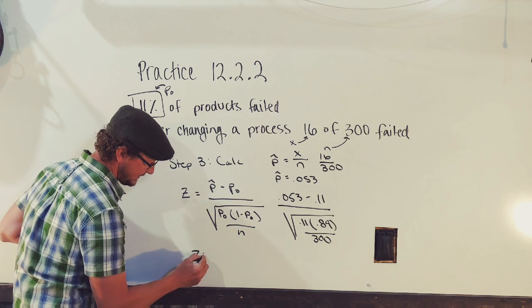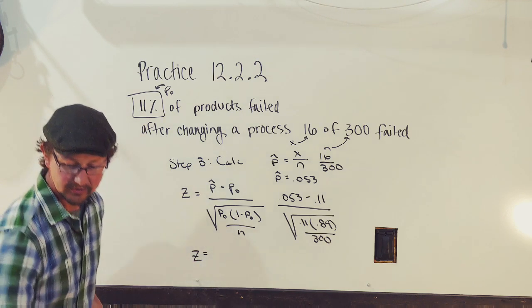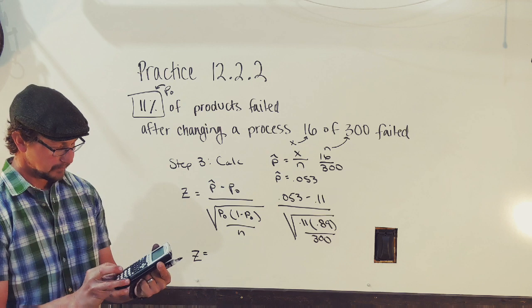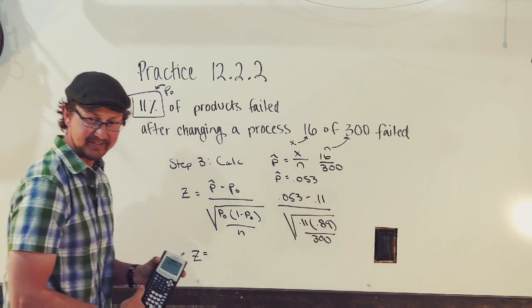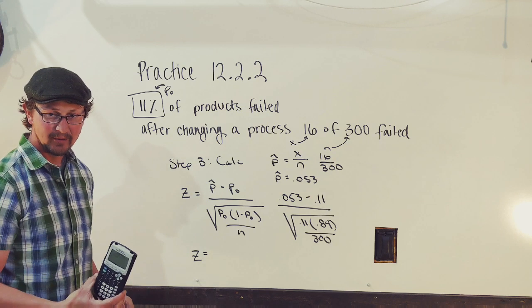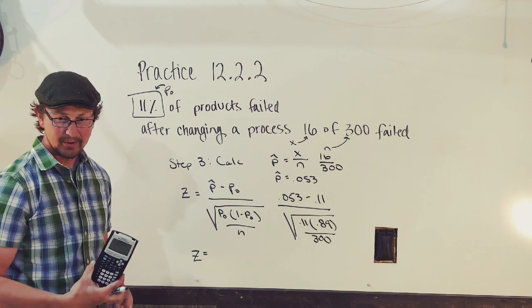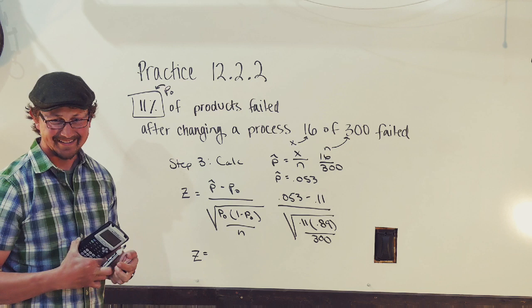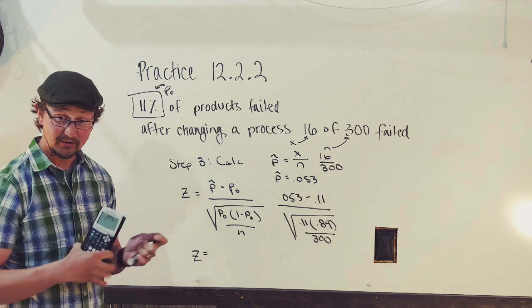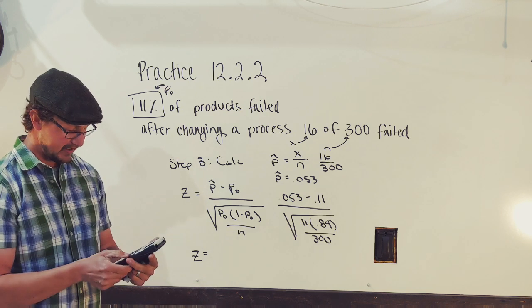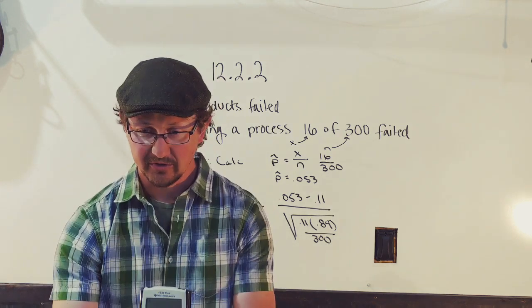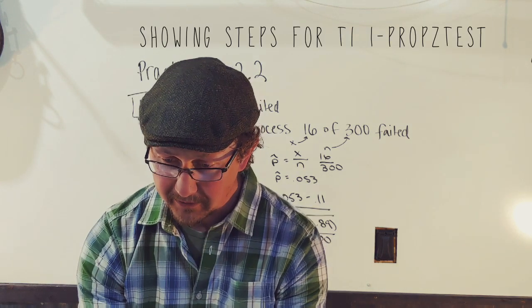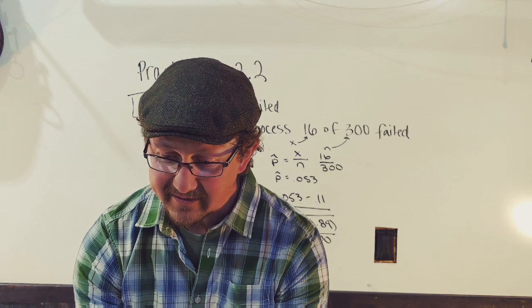So what is z? Well, in order to do this problem, you could drop all of this into your calculator, but I always tend to screw up my order of operations. I don't put parentheses in the right spot and get a weird answer. So I'm going to use my calculator here. Let's do the zoom, a real close zoom. Oh, there it is. Okay, so I'm going to hit the stat button.